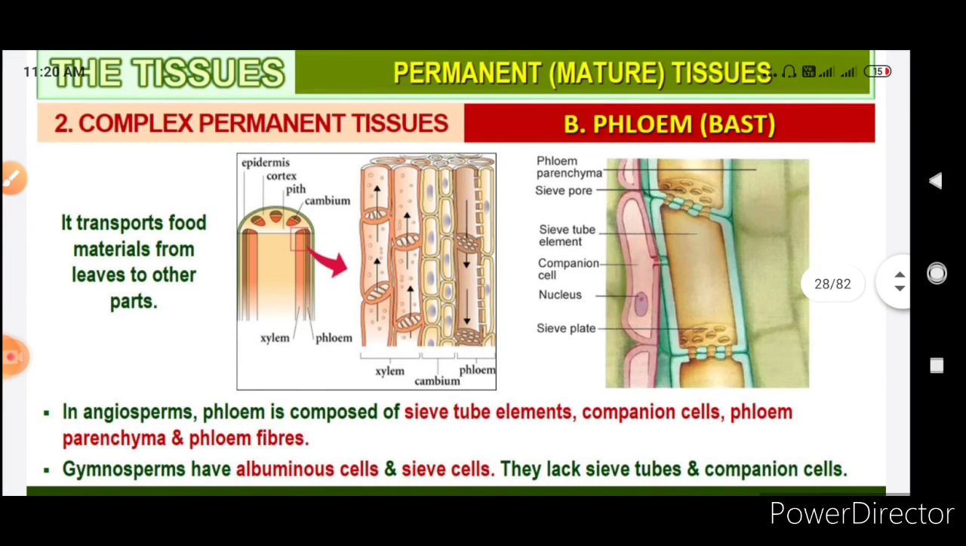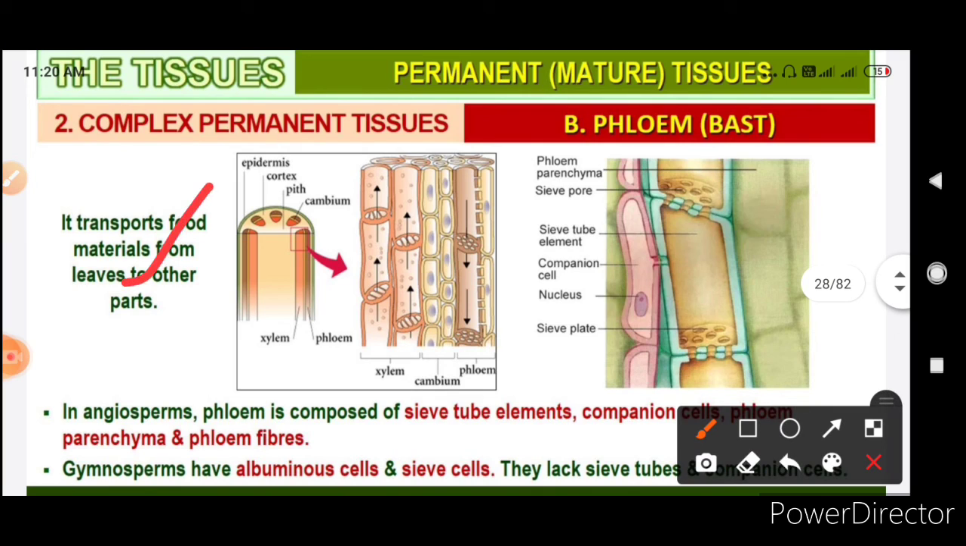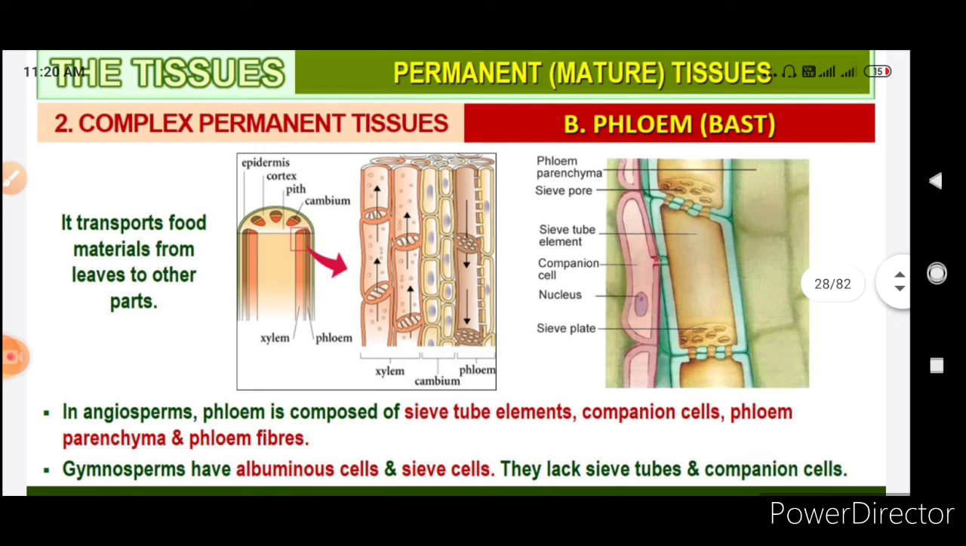Now we come to the phloem, that is the complex permanent tissue. We all know that phloem is used for the transportation of food, so it transports food materials from leaves to other parts. In angiosperm, phloem is composed of sieve tube elements, companion cells, phloem parenchyma and phloem fibers. Now gymnosperms have albuminous cells and sieve cells, and they lack sieve tubes and companion cells.